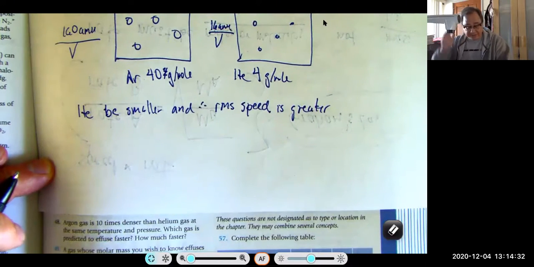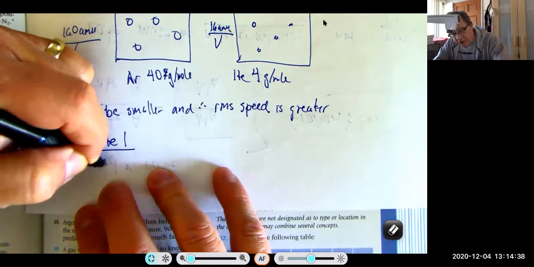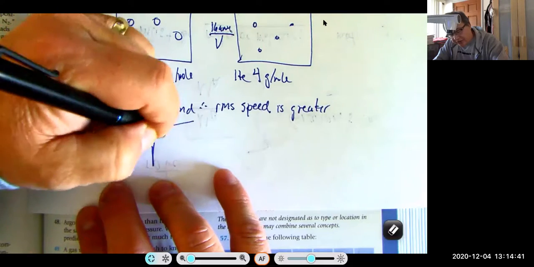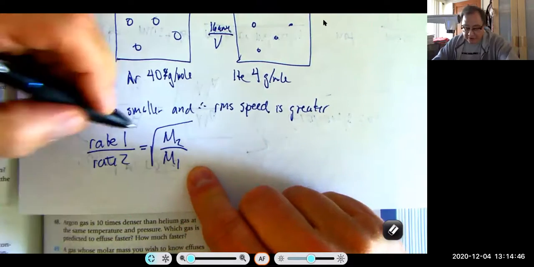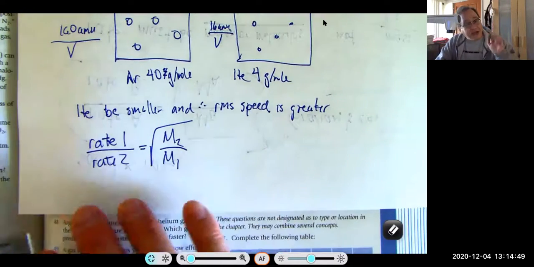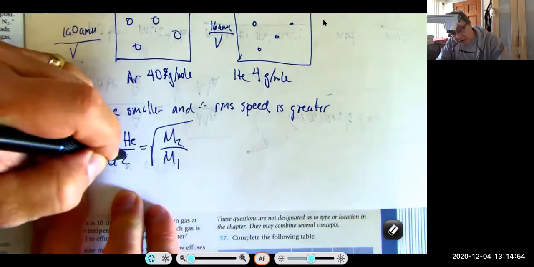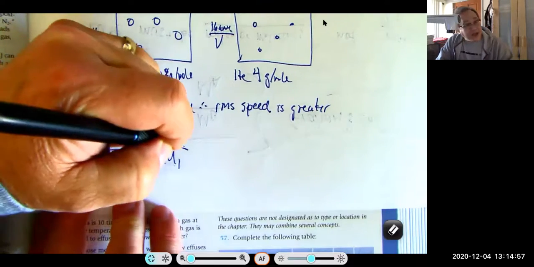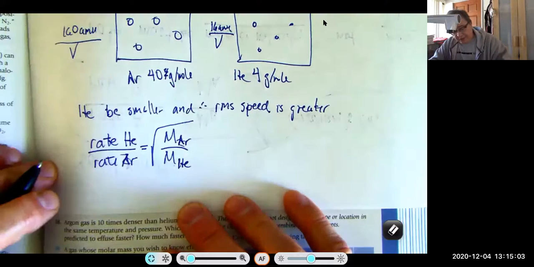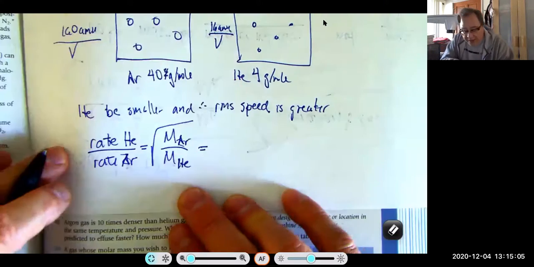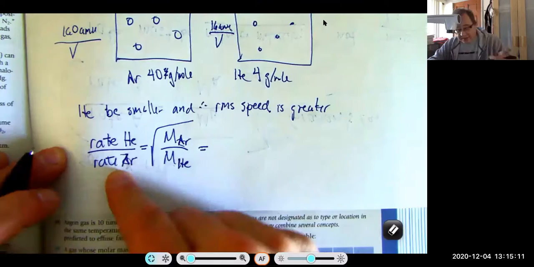Now this is a tough one. We know that the rate of 1 over the rate of 2 is equal to the molar mass of 2 over the molar mass of 1. I've switched my labels here. Instead of using A and B, I'm now using 1 and 2. But I'm going to cross that off, and put the rate of helium over the rate of argon is the molar mass of argon over the molar mass of helium. So when I get the rate of effusion of helium versus the rate of effusion of argon, I'm going to get how much faster.